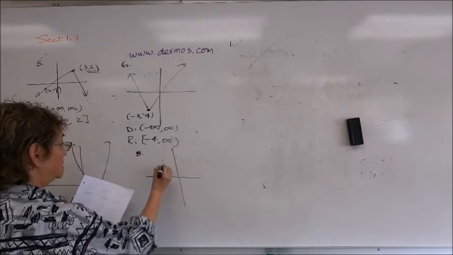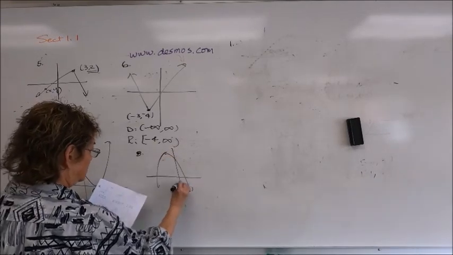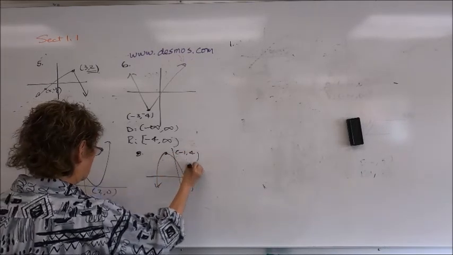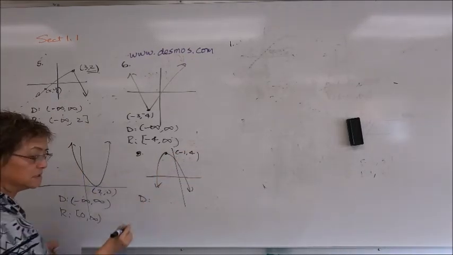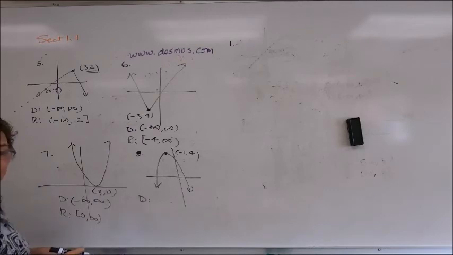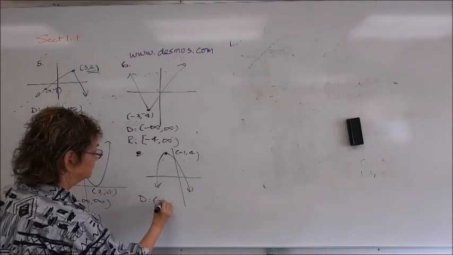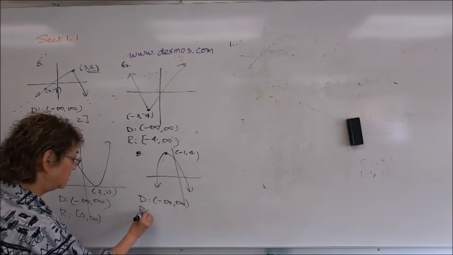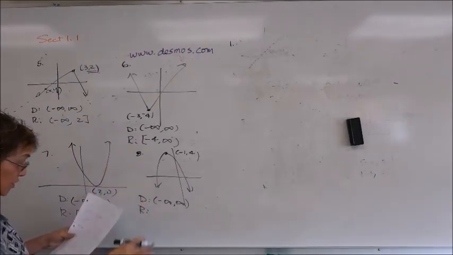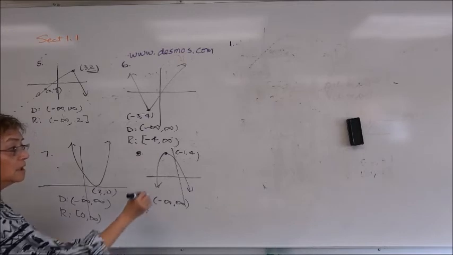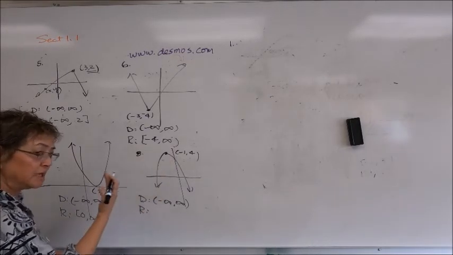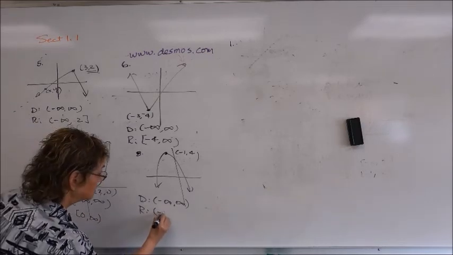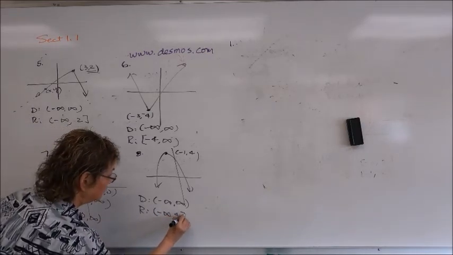How about this one? Number 8. You have what? Upside down parabola. So this point is -1 and 4. What do you think your domain is? How far you can go left and right? All real numbers. How far you can jump up and down? Up to 4. You always write from smaller number to the larger number, all the way to 4.